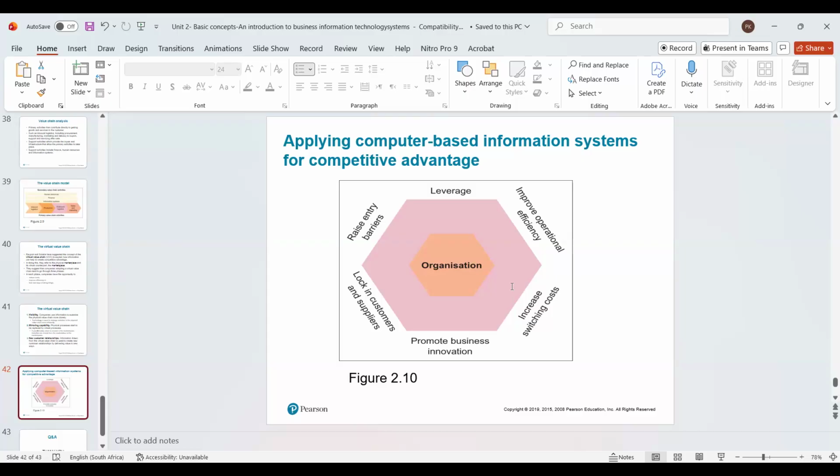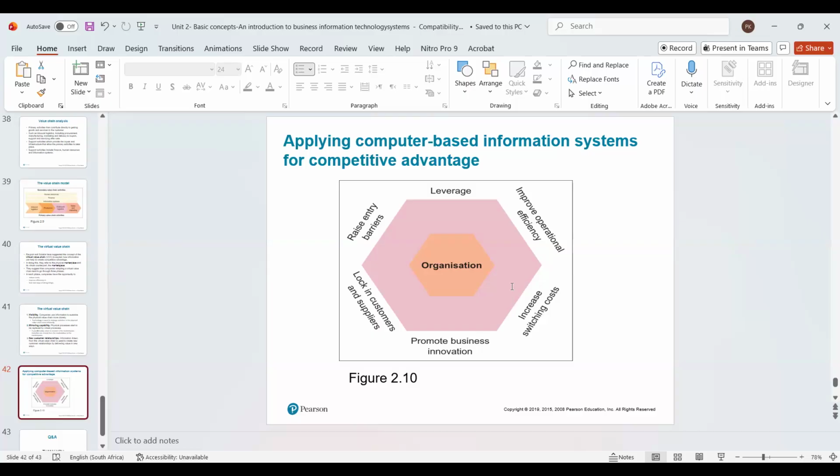It also improves operational efficiency. Using technology can help us improve operational efficiency and increase switching cost. It becomes very difficult to switch to other suppliers or other companies. The moment we invest in technology, it becomes so difficult for our customers to switch to other companies. It also promotes business innovation, and locks in the customer and supplier. So it locks you, the customer, into the business.